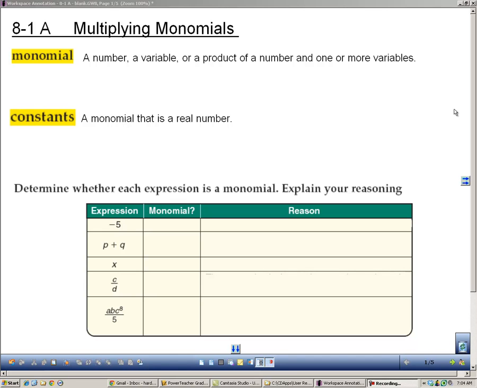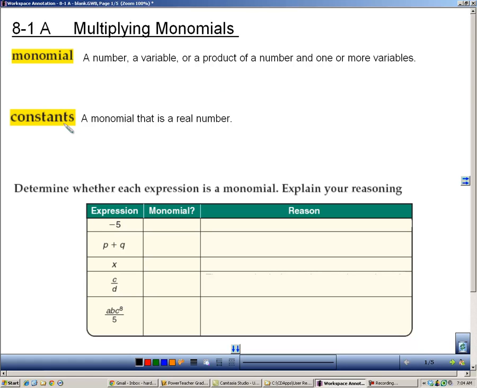Section 8.1a is about multiplying monomials. We're going to start by defining a couple terms. First, what is a monomial? A monomial is a number, a variable, or the product of a number and one or more variables. In other words, anything that's a number or a letter, or when you multiply numbers and letters, those are monomials.